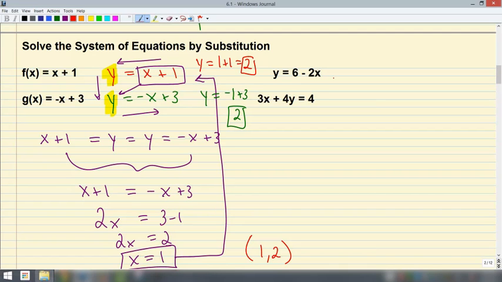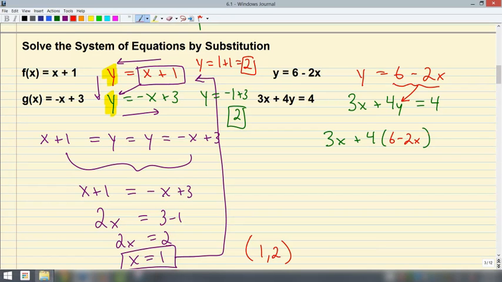So here's a new system. Again, I'm going to say y equals 6 minus 2x. And then the second one is 3x plus 4y equals 4. And this one's kind of nice because this is already set up for me. y equals 6 minus 2x. So we're going to take this y and we're going to substitute it into the second equation. So the second equation will become 3x plus 4 times y. And what's y? 6 minus 2x equals 4. And now distribute. x equals positive 4.